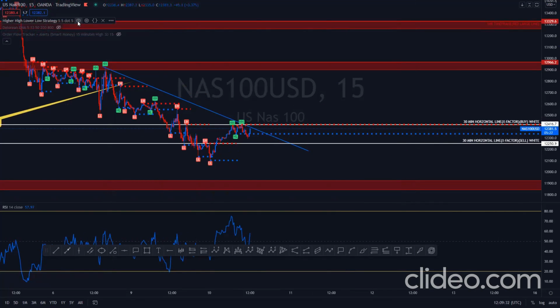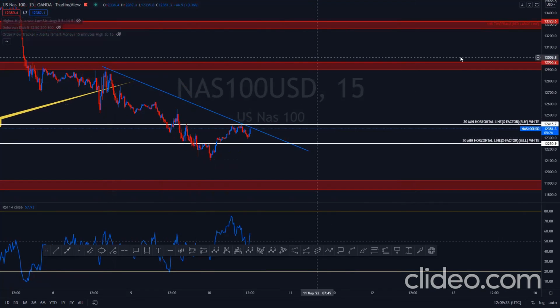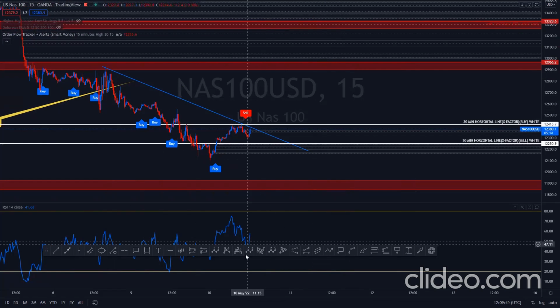Now that I did that, the very next thing I like to do is locate order blocks and imbalances in the market using my order block indicator. All right, so now let's analyze this.